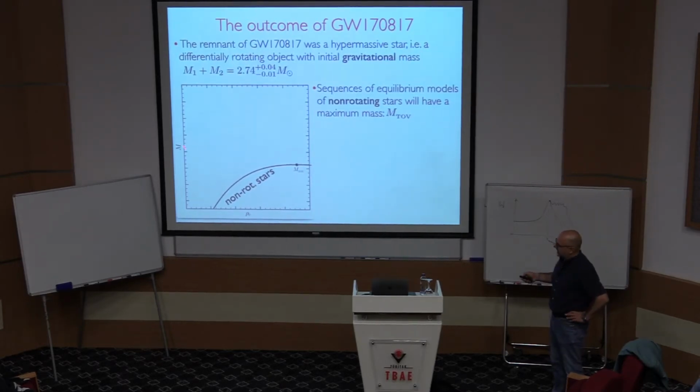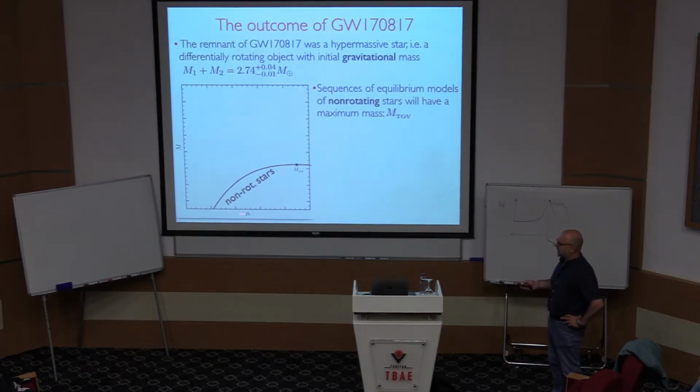Then you can build equilibria, and you can build a diagram of this type where you have mass on one axis and you have central density on the other, and you will produce a curve which has a local maximum. This maximum is the maximum mass for that equation of state. In other words, if you put more mass on this star, you will make it collapse to a black hole. Anything to the right of this curve is unstable, dynamically unstable.